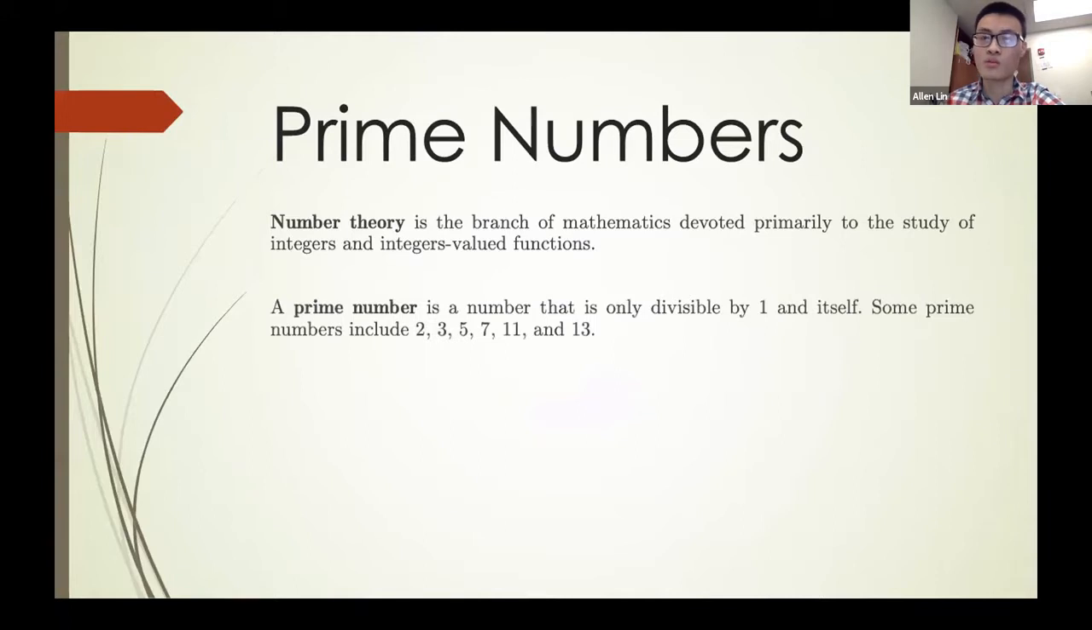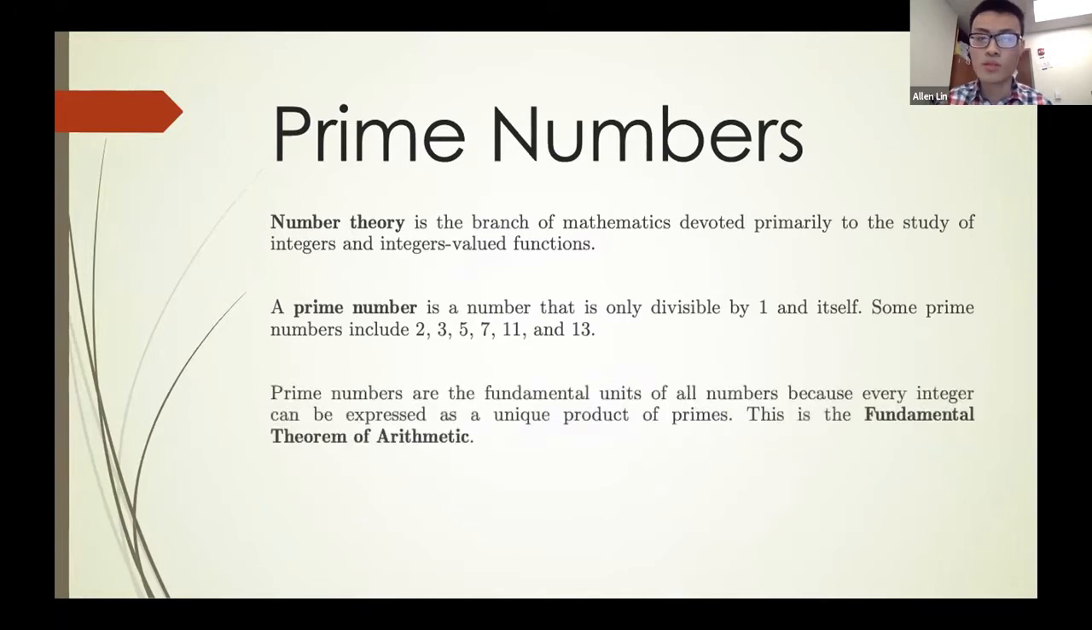Prime numbers are numbers that are only divisible by one and itself. 2, 3, 5, and 7 are examples of prime numbers. These prime numbers are important because they're the fundamental units of all numbers, because any positive integer can be expressed as a unique factorization of those prime numbers. For example, 20 is 2 times 2 times 5, 36 is 2 times 2 times 3 times 3, and any number can be expressed as a product of those primes up to the order in which they appear. This is known as the fundamental theorem of arithmetic.